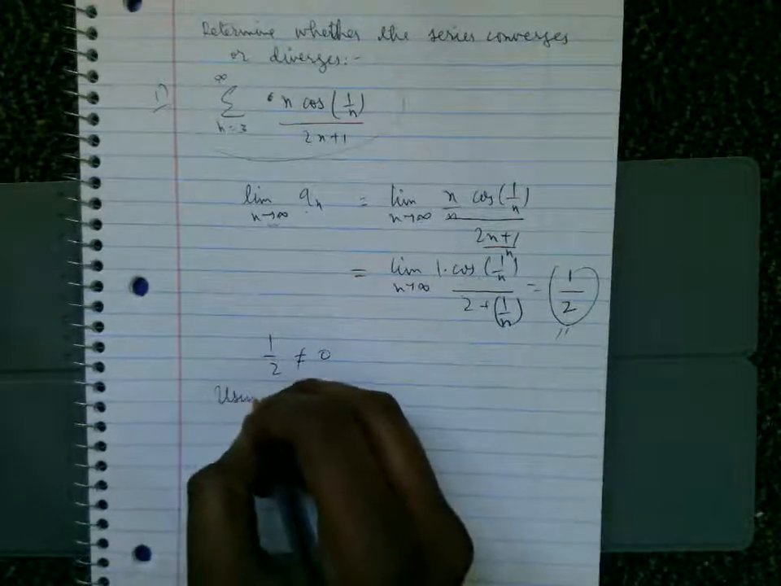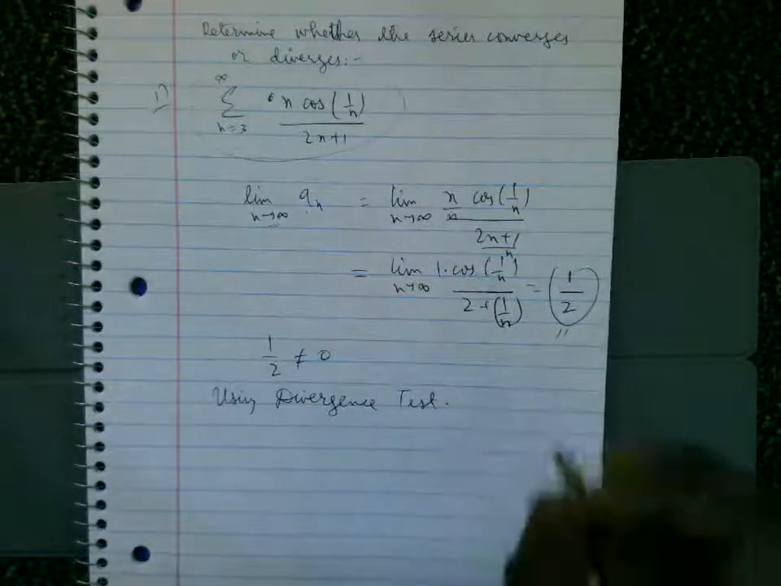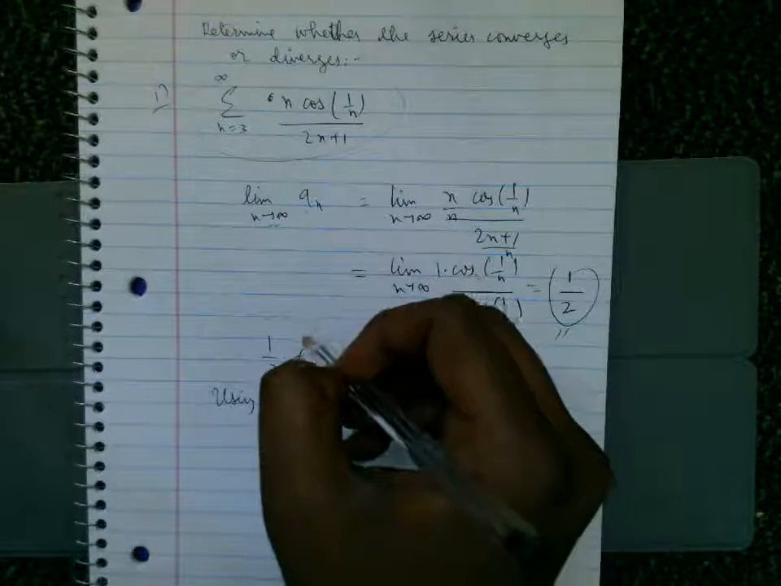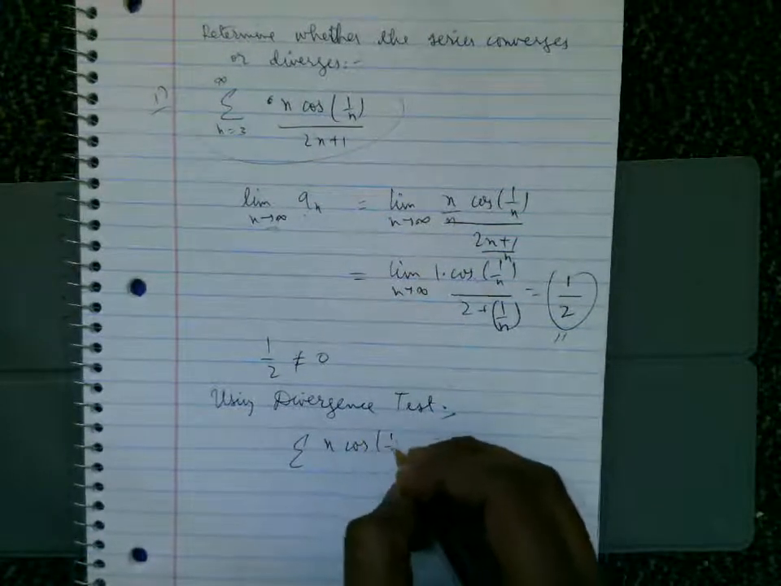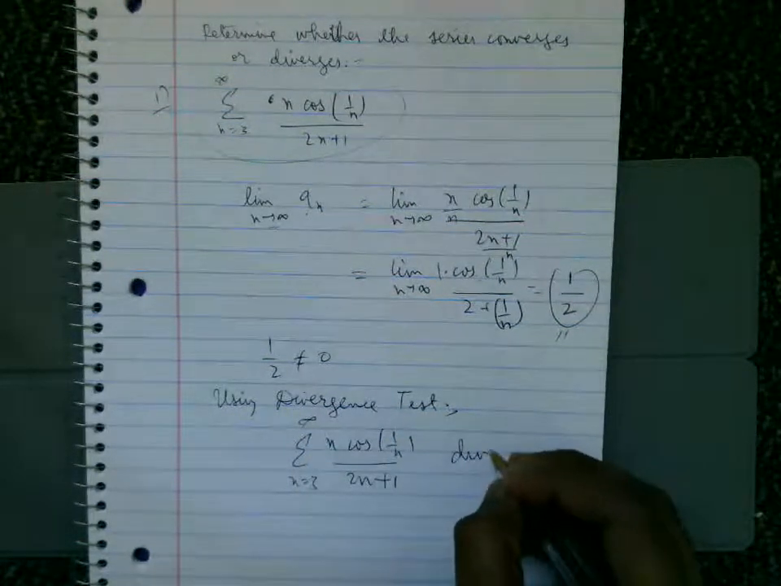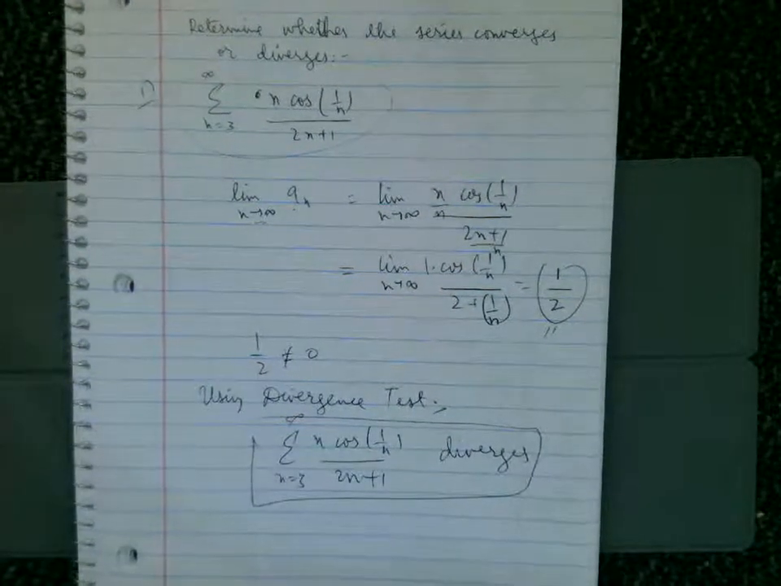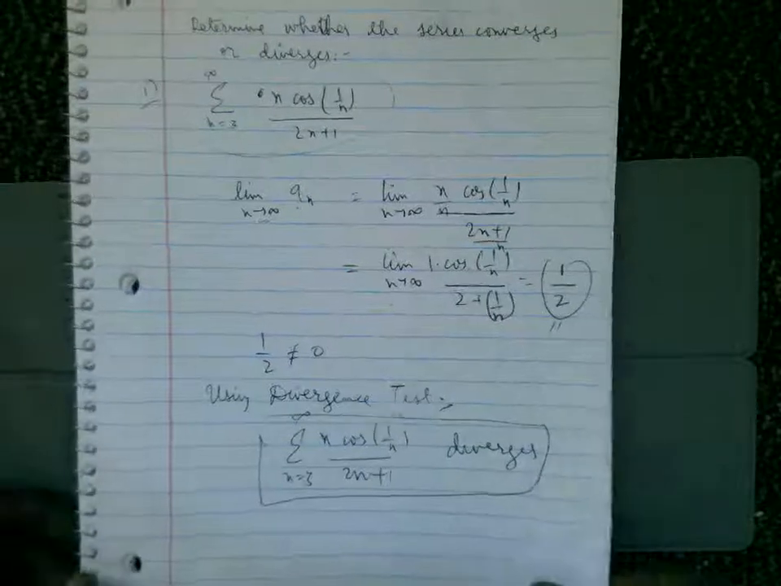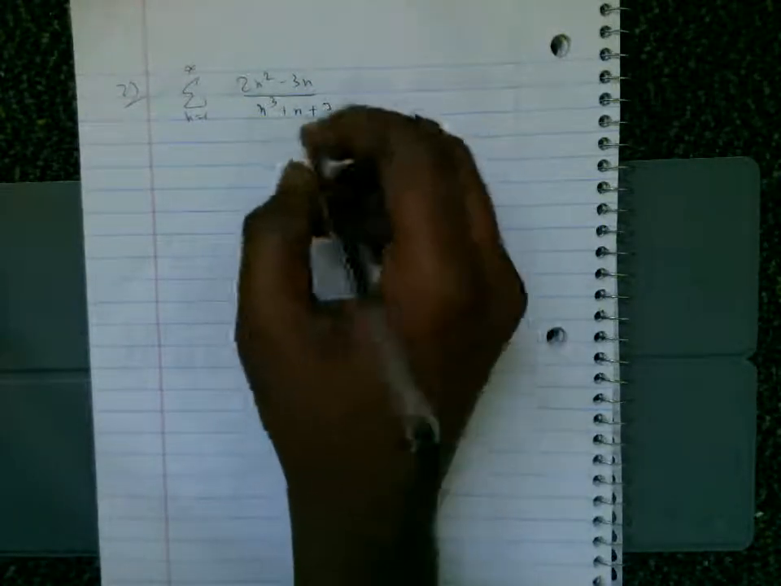So therefore, using the divergence test, if the nth term does not go to 0 as n tends to infinity, this series will diverge. So that is how you solve this. Now let's get down to another question. The sum over n from 1 to infinity of 2n squared minus 3n over n cubed plus n plus 7.